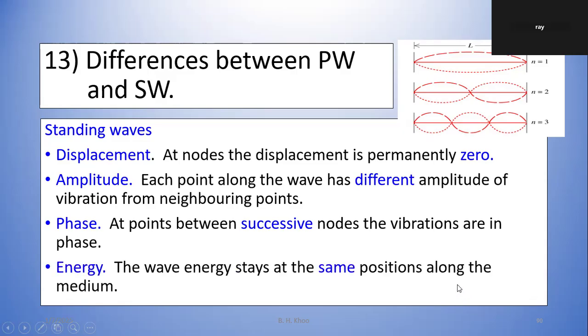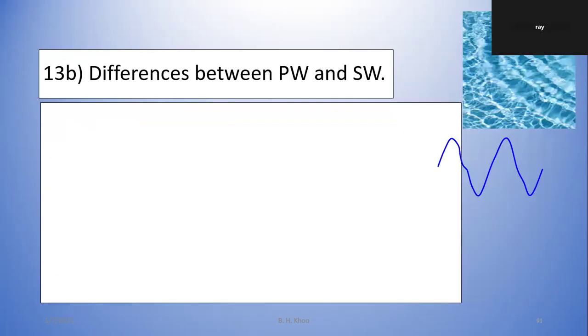Energy. The energy stays at the same position along the medium. Energy doesn't move. It stays there within the standing wave. Whereas progressive wave, right, it moves.